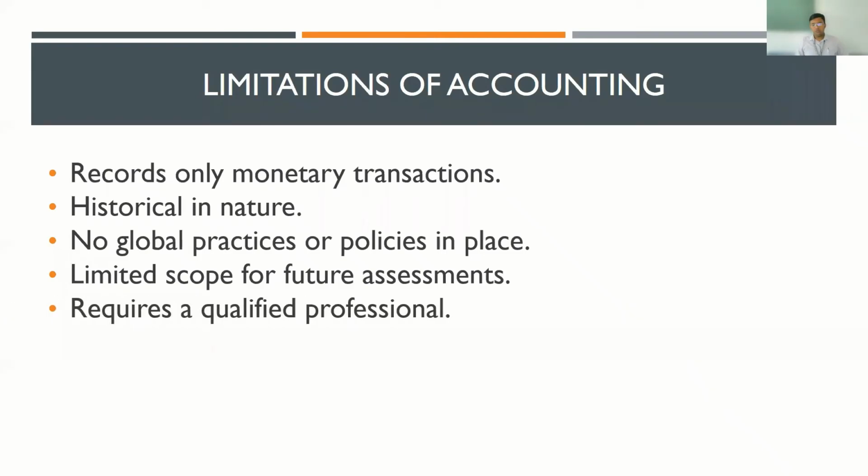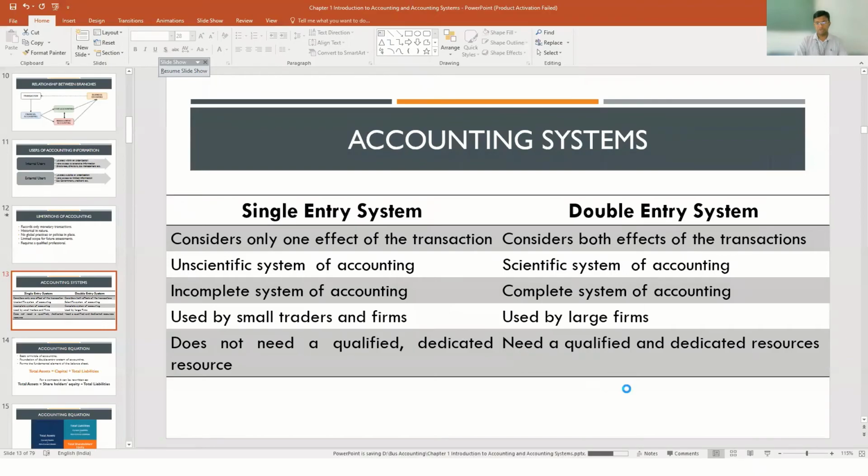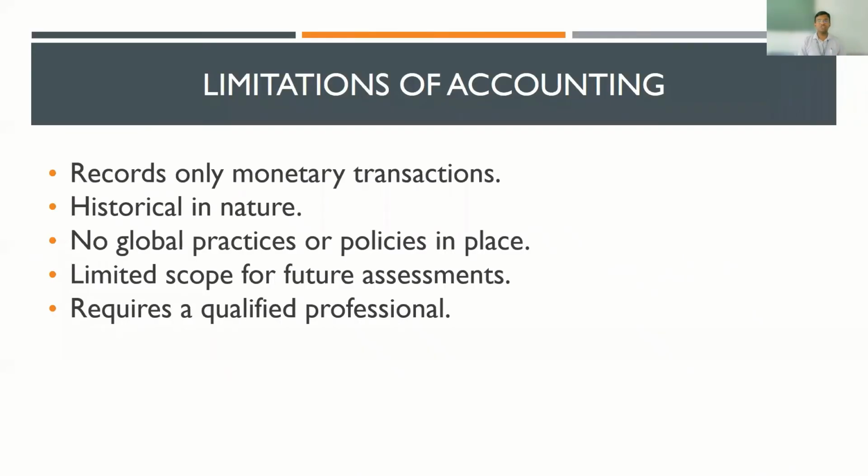Next thing is, for you to carry out accounting in a business, you would require a qualified professional. You would need someone who is an expert, someone who has learned accounts, someone who knows accounts. Only then will you be able to carry out accounts and the activities of accounts in your business. So these are 5 major limitations of accounting.